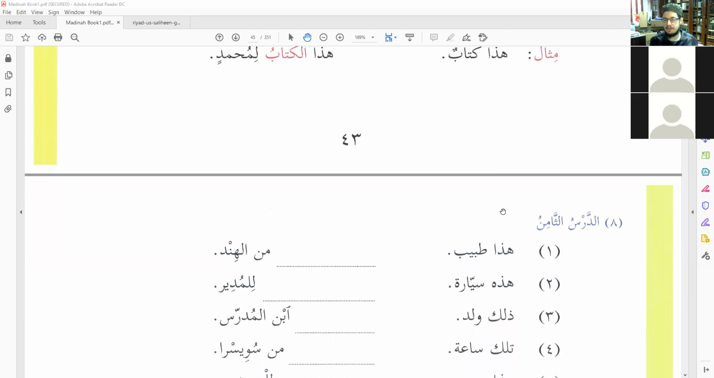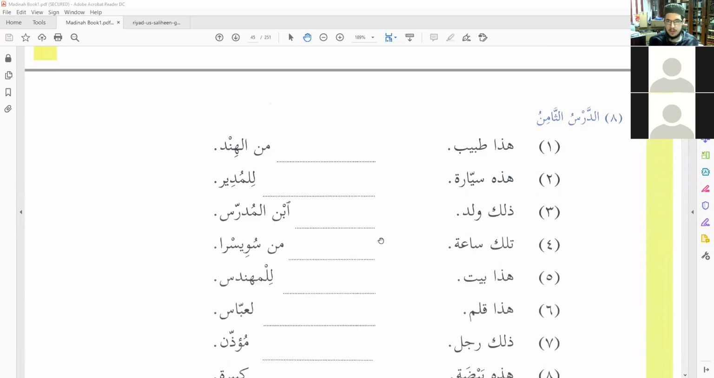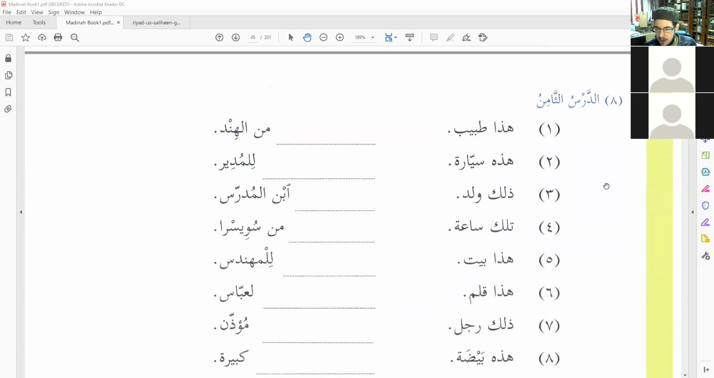All you're going to have to do is switch from hadha tabibun, having tabib be part of the khabar, which is nakira, which does not have alif lam, and we're going to move it into the mubtada. We're going to put alif lam on it. We're going to remove one dhamma from it and complete the sentence. So let's begin.